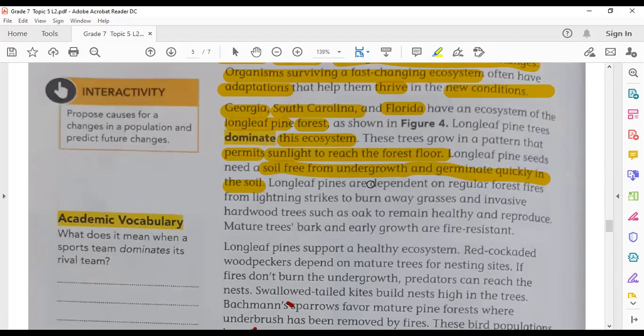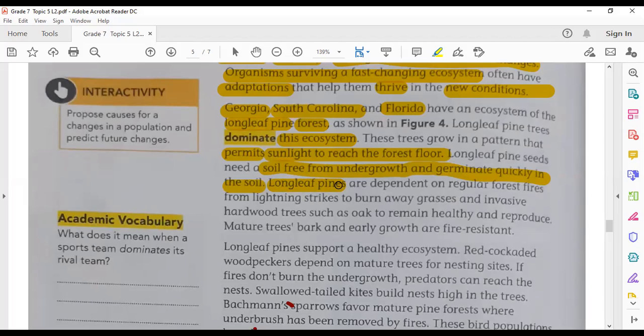Longleaf pines are dependent on regular forest fires, from lightning strikes, to burn away grasses and invasive hardwood trees such as oak to remain healthy and reproduce. Look, this is a very interesting point. Longleaf pines, they like fires.